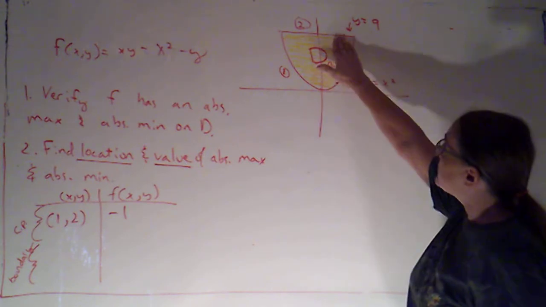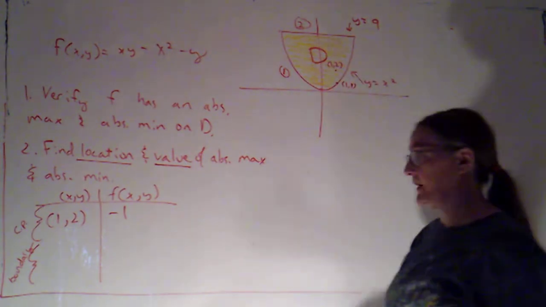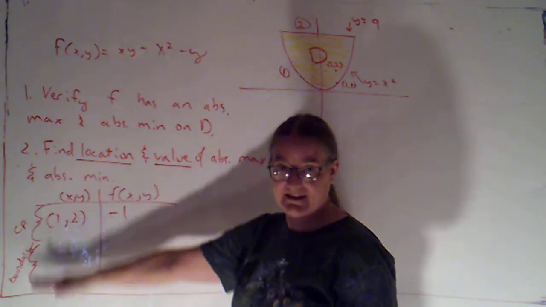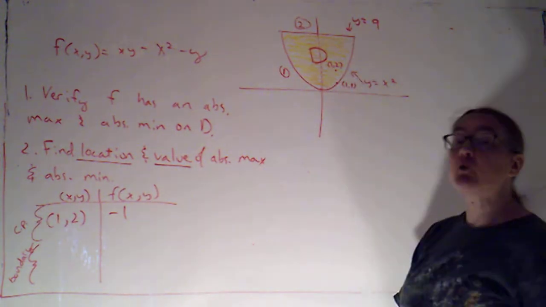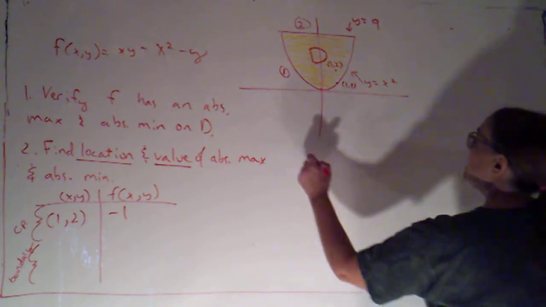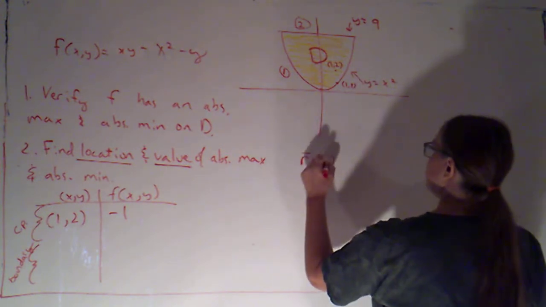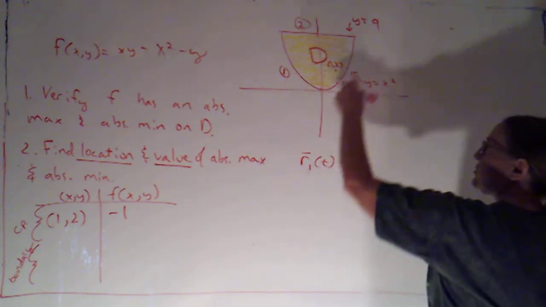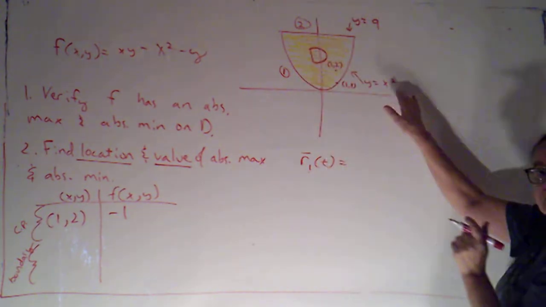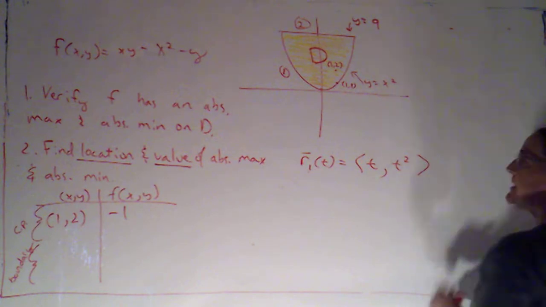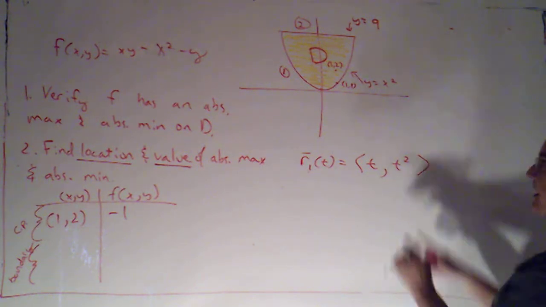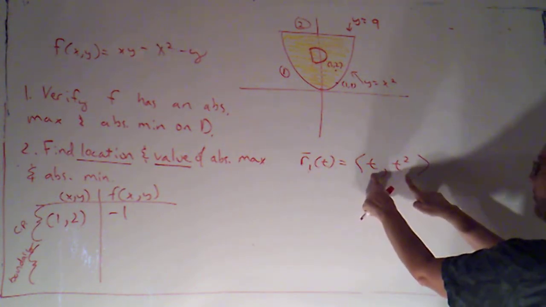Now, each of those contains infinitely many points, so I can't just list all of those points here. But what I can do is parametrize the boundary. So I'm going to let R1 of t be parametrizing the parabola. Since y is a function of x, I can just let x be t, and then y becomes t squared. That would parametrize the whole thing.